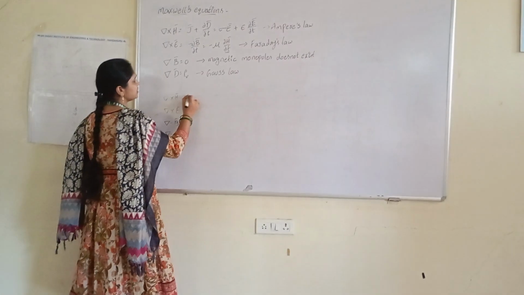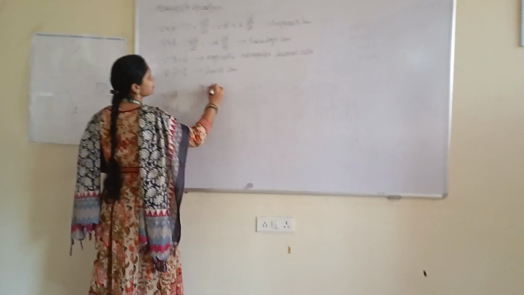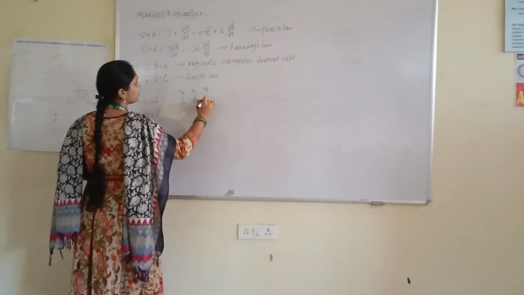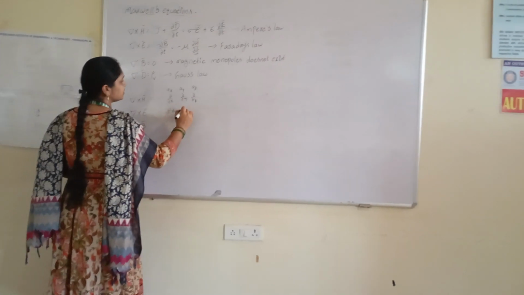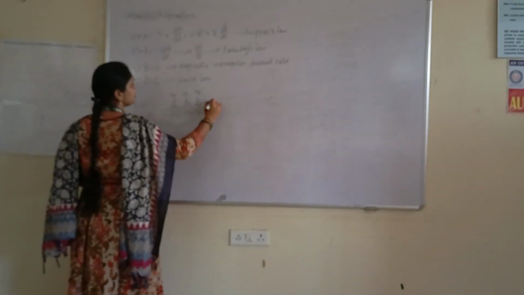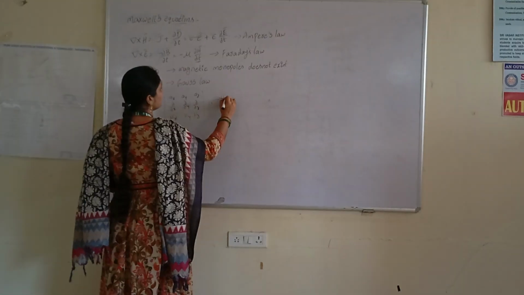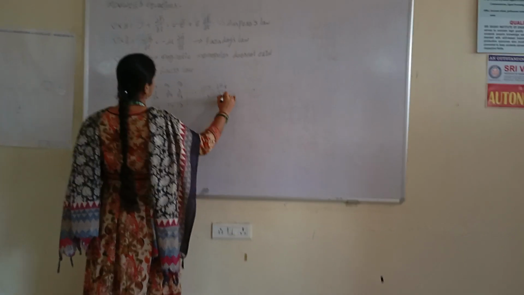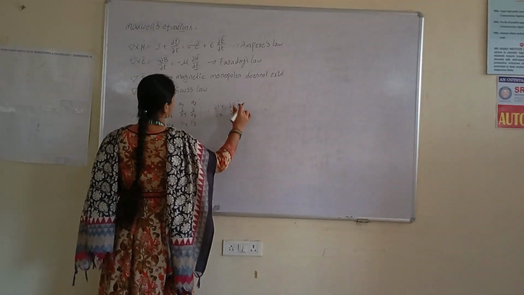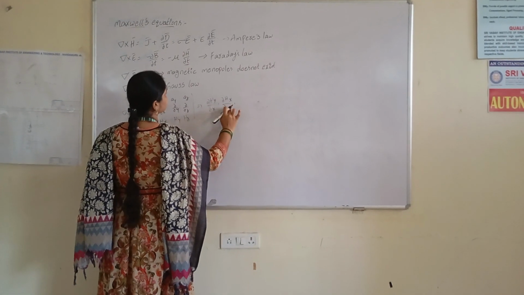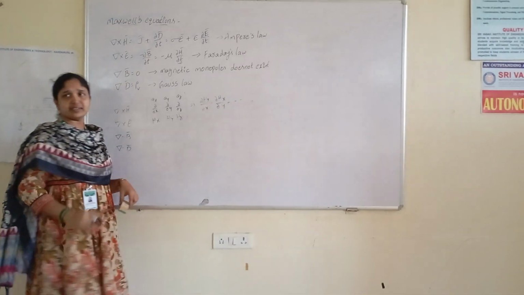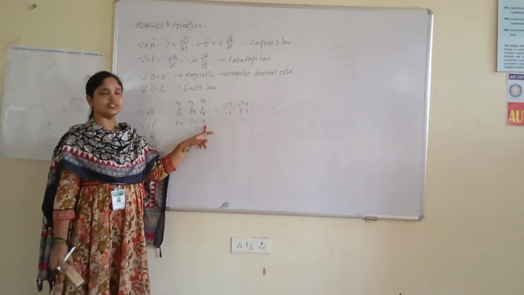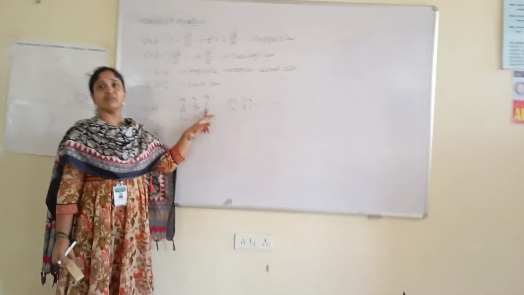Let's see. This del cross H bar is nothing but the determinant of ax, ay, az, dou by dou x, dou by dou y, dou by dou z, Hx, Hy, and Hz. If I solve this equation, I will get how the components of H bar, that is Hx, Hy, and Hz, all these components vary with respect to the XYZ axes, right? So if I expand these equations, we see how the components Hx, Hy, and Hz are varying with respect to x, y, and z.